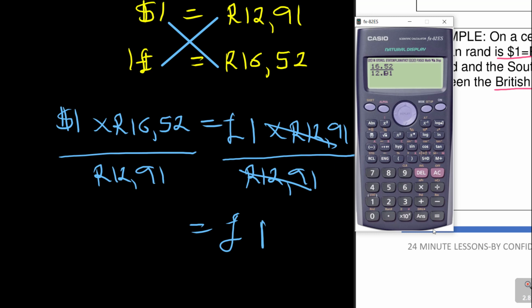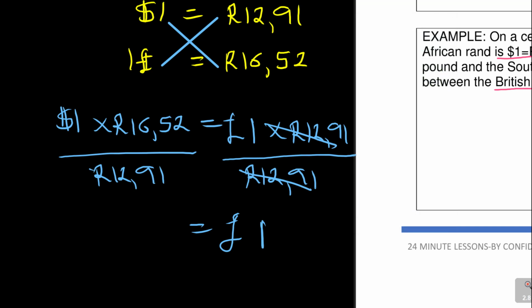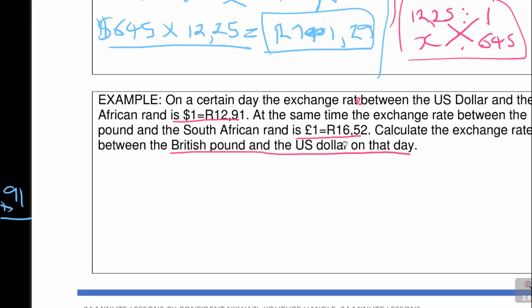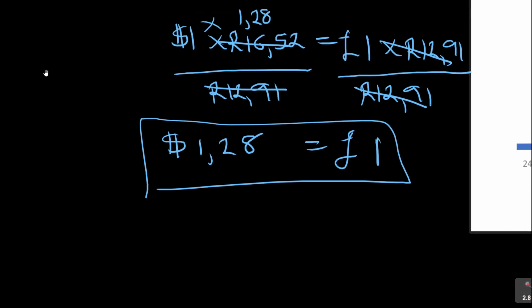Alright, see that 12,91 equal to, and then SD, you say 1,278, which is 1,28. So here, when you cancel that, it gave me 1,28. The rand is gone, so it's 1,28 times $1, which is $1,28. That's the rand. So the exchange rate. So they're saying calculate the exchange rate between the British pound and this. So it means 1 pound is 1,28 US dollar.